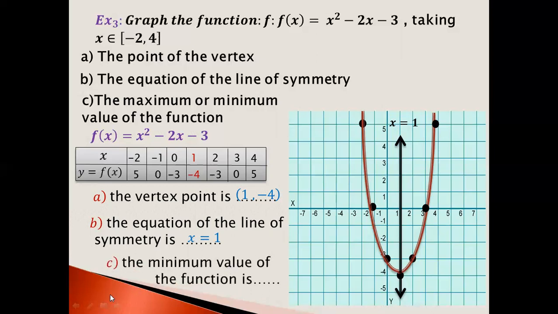And the minimum value of the function. This is the minimum value of the function. And as we said before, we can take it from the y-axis. The element which represents the minimum value of the function, we can take it from the y-axis. So the element -4 is the minimum value of the function.